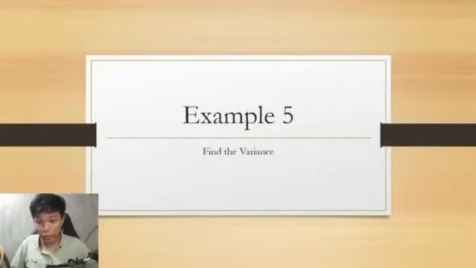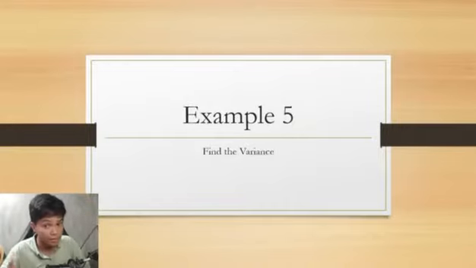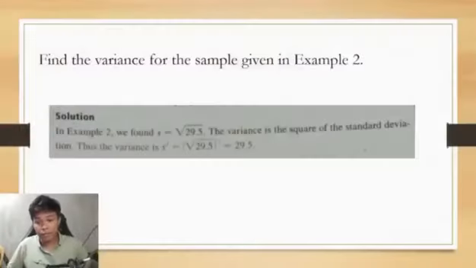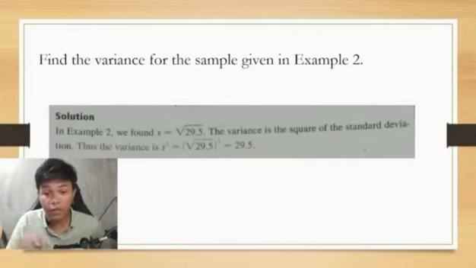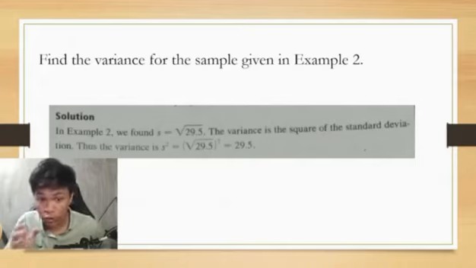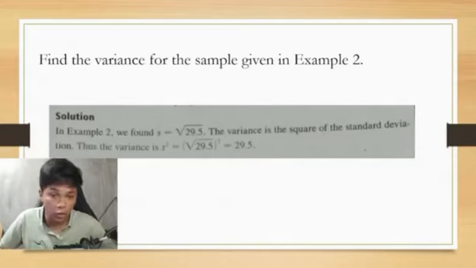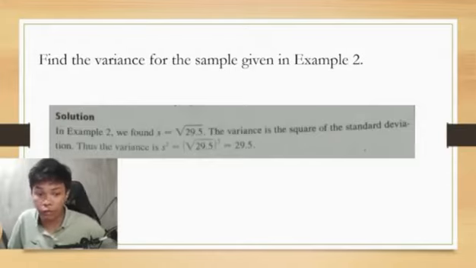At ngayon na discuss na natin yan, pwede na tayo ngayon mag-proceed sa example number 5, which is find the variance. Ngayon, from the previous report, ang gagawin natin is find the variance for the sample given in example 2. So ito yung solution. In example 2, we found that s is equal to 29.5. The variance is the square of the standard deviation. Thus, the variance is s squared equals 29.5 squared. So, ganun siya isolve.